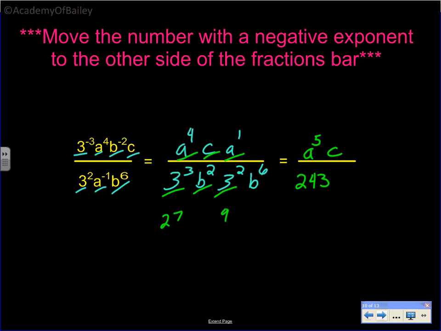And we have b squared and b to the 6th. They have the same base. So squared and 6th, you add the 2 plus the 6, and that gives you an 8. And this was your answer. A to the 5th power times c over top of 243b to the 8th.